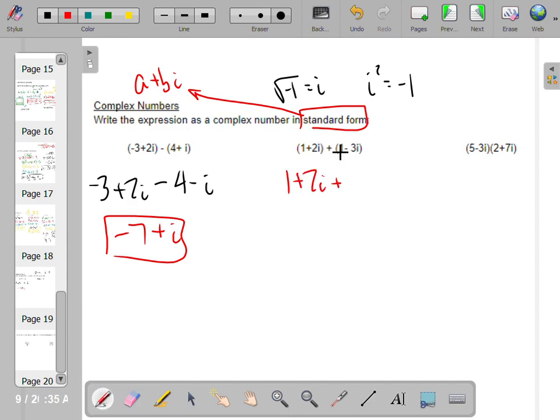The parentheses don't mean anything. Just combine like terms. 1 plus 1 is 2. 2 minus 3 is negative 1i, or negative i. Again, a plus bi. This one you have to expand.